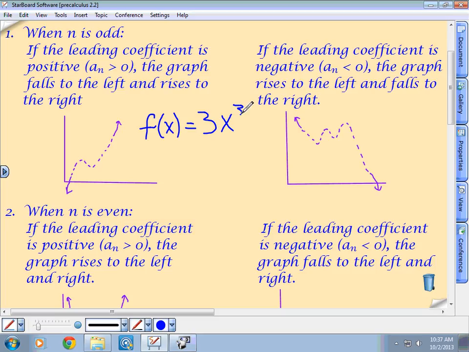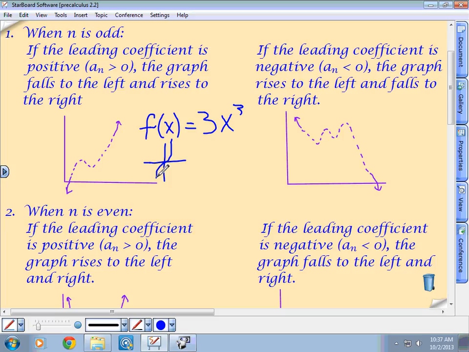As long as this number is positive, as long as this is an odd number, so this particular graph is the cubic function with a stretch of 3, right? That's what that is out front. So it's going to look like this. And you're going to see that it falls to the left and rises to the right. That's the function that you gave me. It looks just like that.